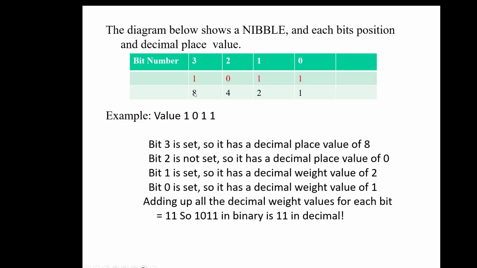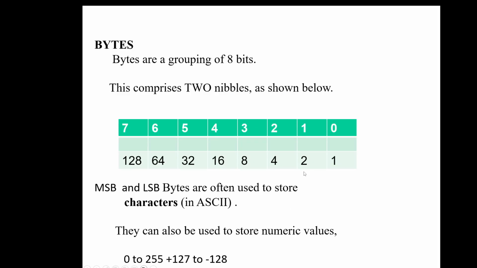We add them together, 8 plus 4 plus 2, that's 14... rather, 8 plus 2 plus 1, that's 11, which means that 1011 in binary is actually 11 in decimal. The second grouping of bits is called a byte. A byte is a group of 8 bits. This comprises two groups of nibbles concatenated together, side by side.